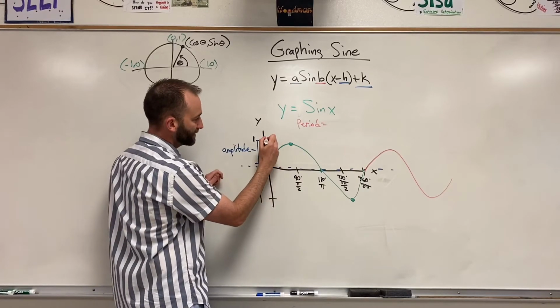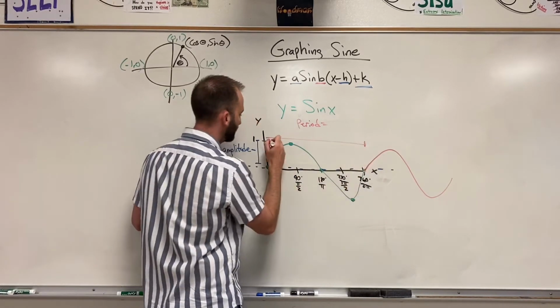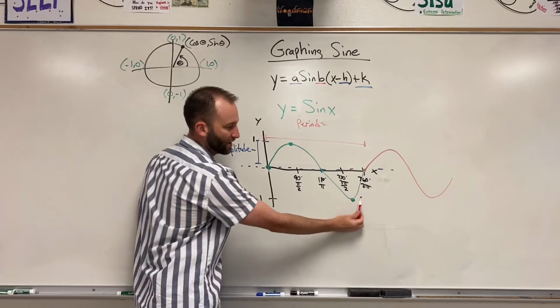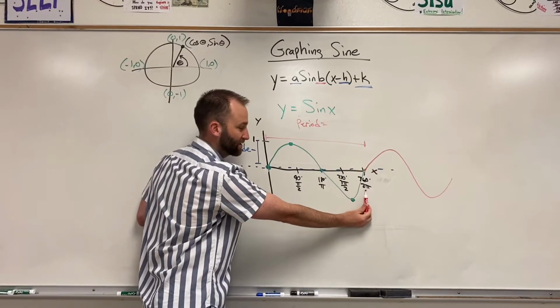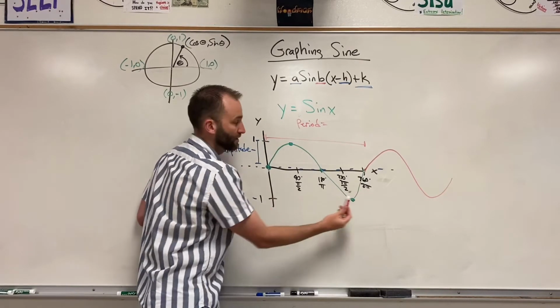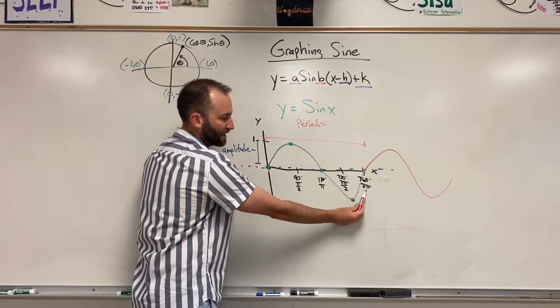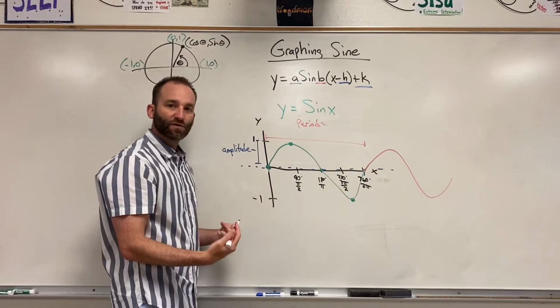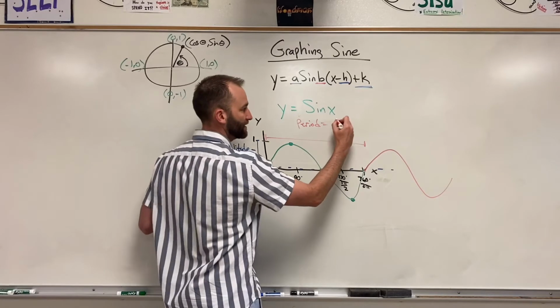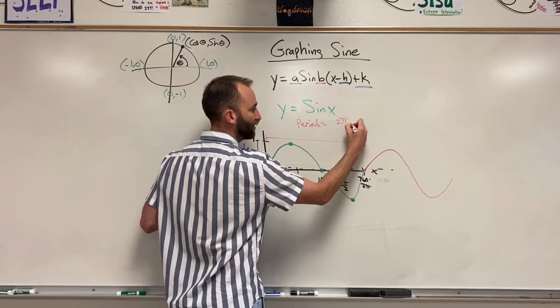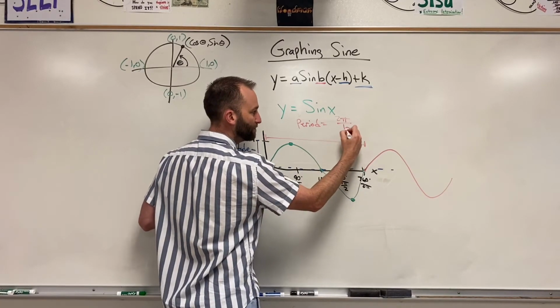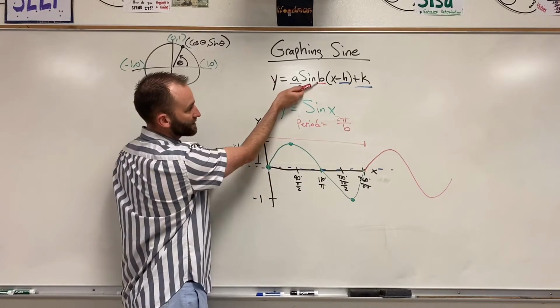So the period started at 0 and ended right here at 360 degrees, or we like to use the radian measure, 2 pi. So one period here would equal 2 pi. How do you figure out what the period is? You're gonna take 2 pi and you're always gonna divide by whatever the b value is. That's where this comes into play.